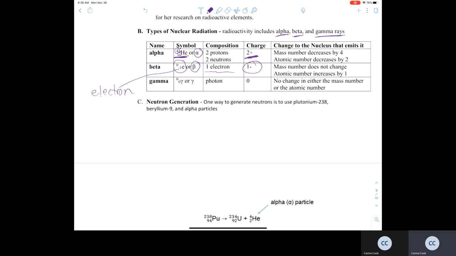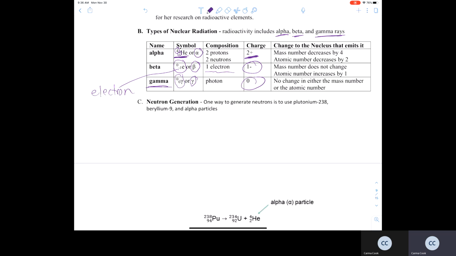And then finally, your gamma emission. A gamma ray is symbolized using the Greek letter gamma, with a 0 subscript and a 0 superscript, meaning that gamma particles have no charge, and they also have no mass. So there's no change in either the mass number or the atomic number of an element when it emits a gamma ray.